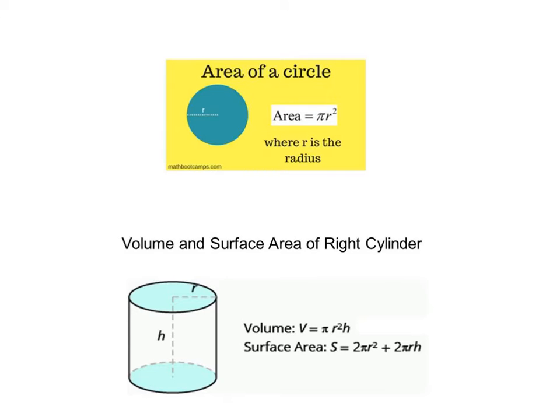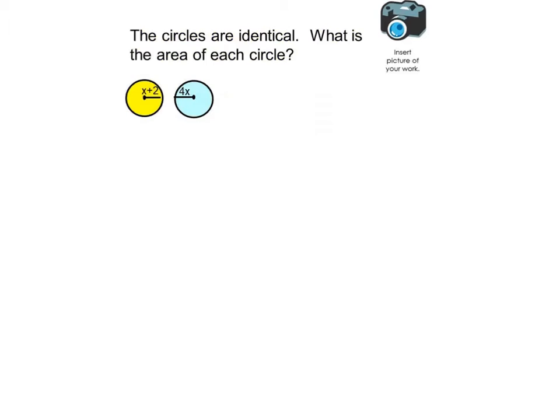All right, here's some formulas. Make sure you memorize them. Area of a circle is pi r squared. R is the radius. The radius is from the center of the circle to any point on the outside of the circle. Volume and surface area of a right cylinder. Volume is pi r squared h. R is the radius of your base. H is the height from base to base. Surface area is 2 times pi r squared plus 2 pi r h. R is radius, H is height again.